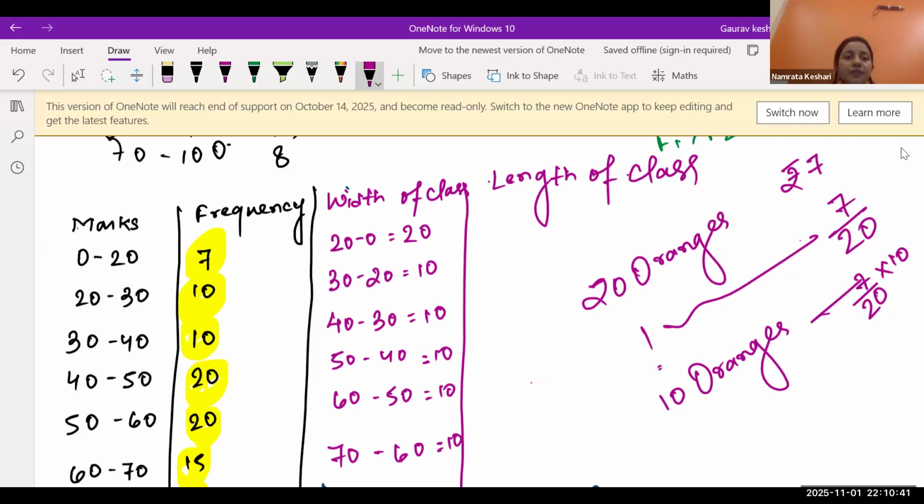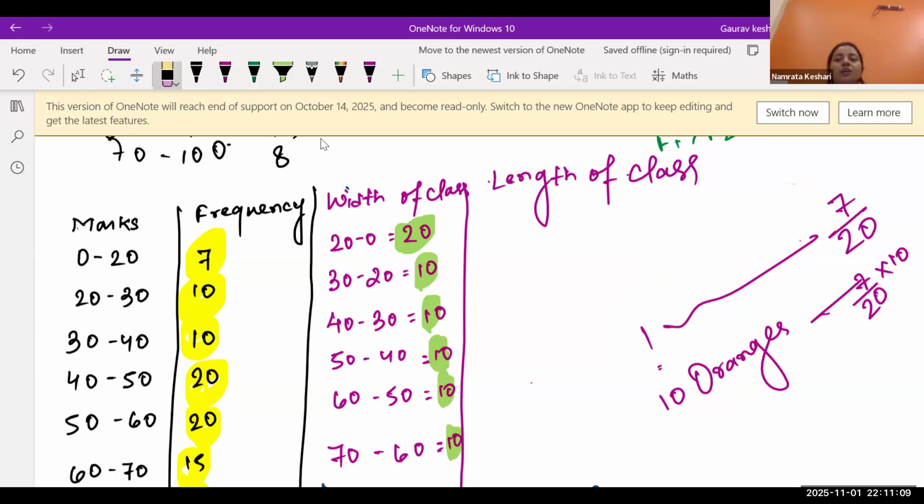Okay, the same concept we are going to use over here. Among all the class widths, this 20, this 10, this 10, this 10, this 10, this 10, we will fix the bare minimum, the least. The least one is 10, right? Yes, ma'am. Okay, so we will fix the least one and then we are going to use a method which is somehow the same as the unitary method, but we don't take it that deeply. We just use the method for changing the length of the class.